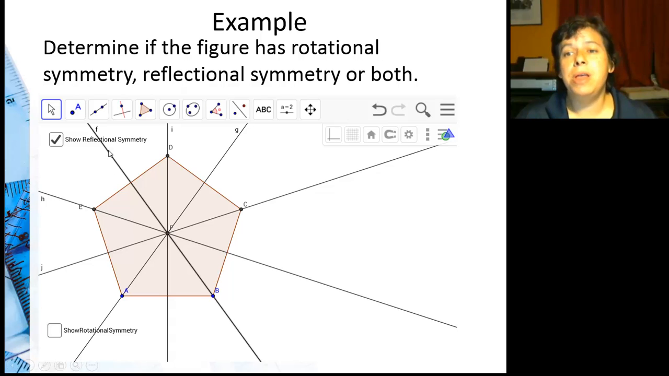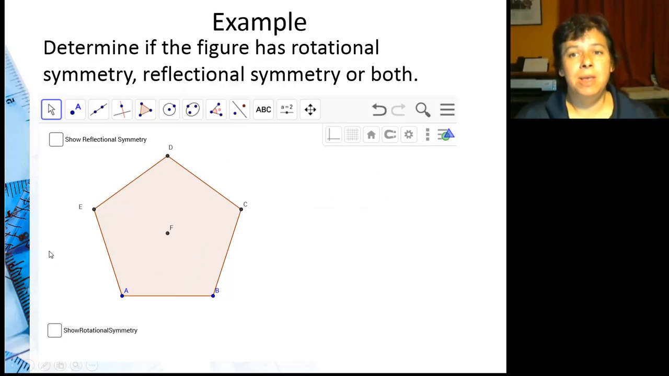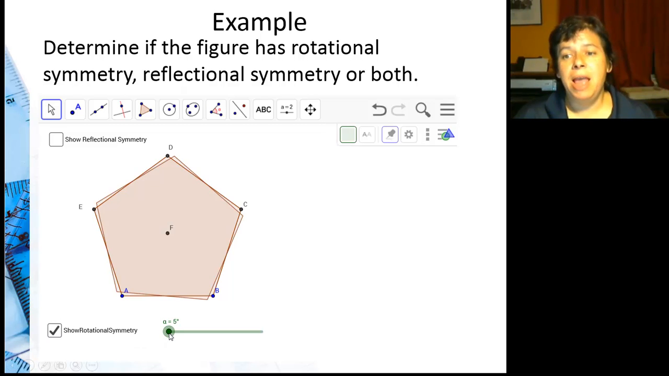There are 1, 2, 3, 4, 5 lines of symmetry, which kind of makes sense. Look how many vertices there are. Okay, now we're going to find out if it has rotational symmetry. And basically, if you are able to rotate it and it matches up exactly, which it will, 5 times as I rotate it through 360 degrees, then this also has rotational symmetry.